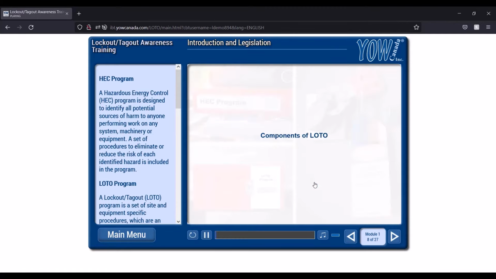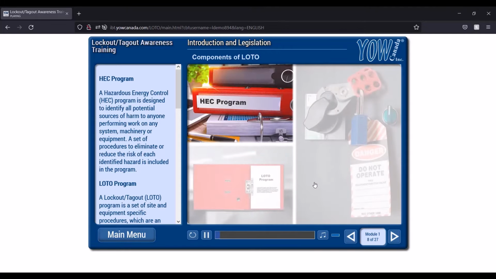Components of LOTO. HEC program. A hazardous energy control (HEC) program is designed to identify all potential sources of harm to anyone performing work on any system, machinery, or equipment. A set of procedures to eliminate or reduce the risk of each identified hazard is included in the program.